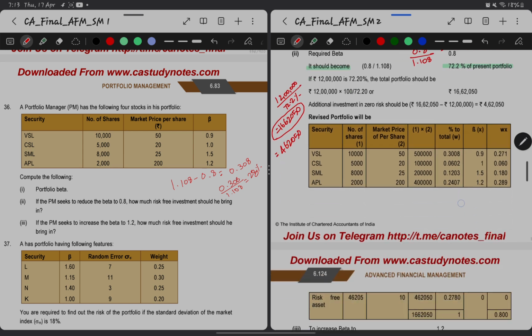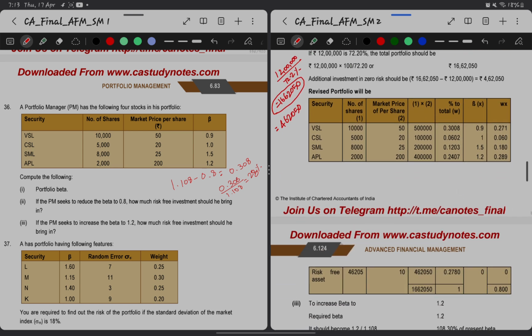And the revised portfolio, as they have given, same shares, everything is same, except the number of shares will be 46,205, and then they have taken market price as 10 rupees. It's an assumed number only. We can just take even 4,62,050 and 1 rupee also, or 10 rupees also, or 100 also. Anyway our total number will be this only, and we will get the same weights, so there will not be any changes. This is just an assumption.